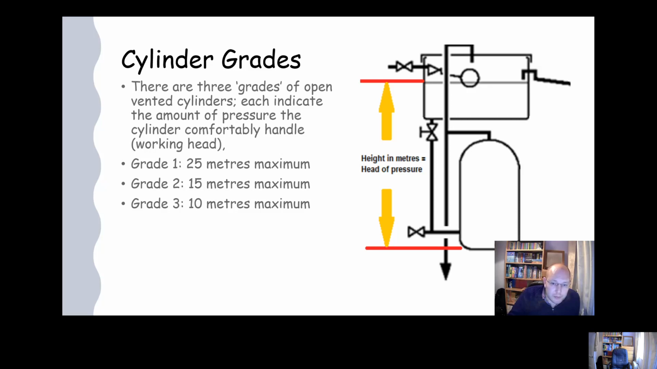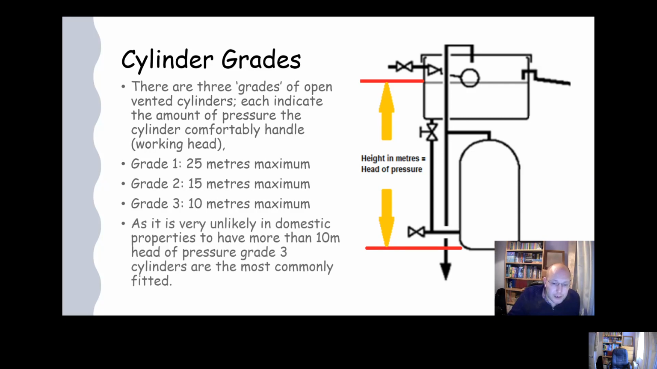When we talk about head of pressure, we're talking about the distance between the water level in the system and the base of the cylinder. In most domestic properties, it's incredibly unlikely we're ever going to have anything close to 10 meters between the water level and the base of the cylinder. So almost exclusively, we're going to find grade 3 cylinders fitted in most domestic properties if an open vented system has been installed.